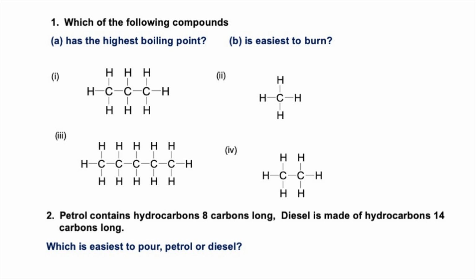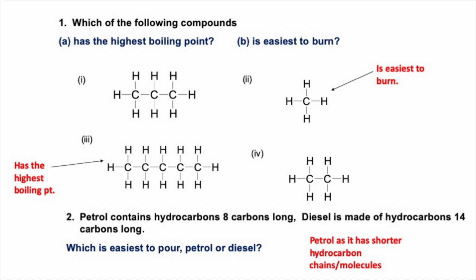And for question 2, the question asks, petrol contains hydrocarbons 8 carbons long, while diesel is made up of hydrocarbons that are 14 carbons long. Which is easiest to pour? Is it petrol or diesel? Pause the video, read the question, have a go at it, and then we'll go through the answers.